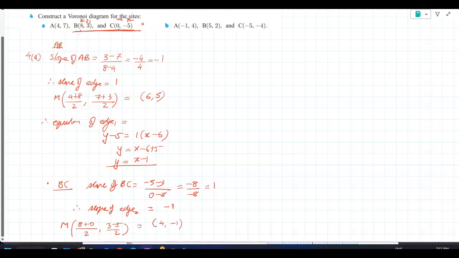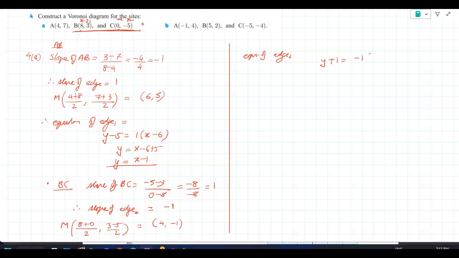So that's 4 comma minus 1. What is the equation of the perpendicular bisector? y minus y1 is equal to m into bracket x minus x1. Correct? So y plus 1 is equal to minus x plus 4, so y is equal to minus x plus 3. So this is line 2. You don't have to do it for B.